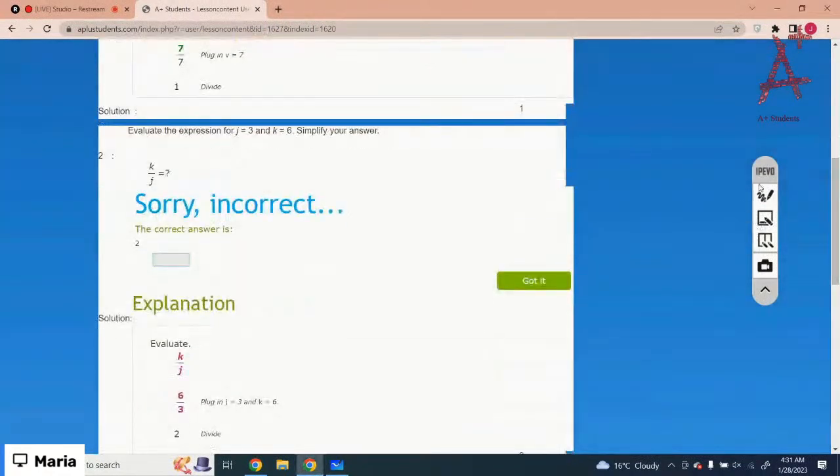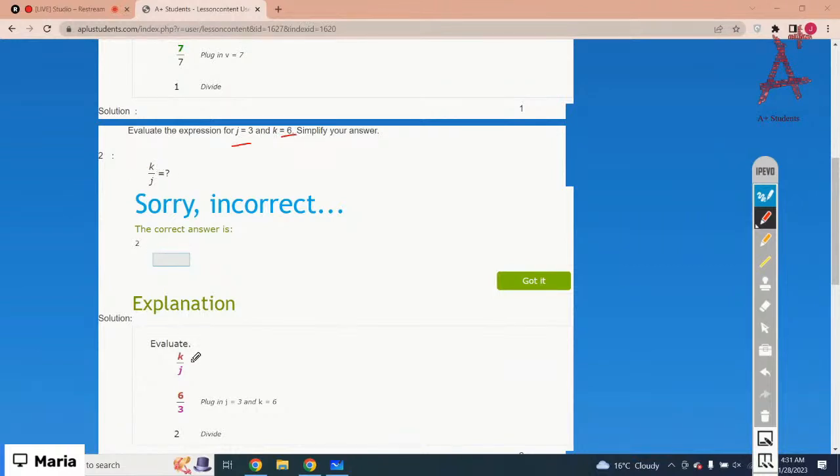The next one is evaluate the expression for j equals 3 and k equals 6. So just replace the values, k is 6 and j is 3. It will be 6 divided by 3, and 3 times what number is 6? So it would be 6 over 3, and 3 times 2 is 6. So the correct option is 2. Got it?